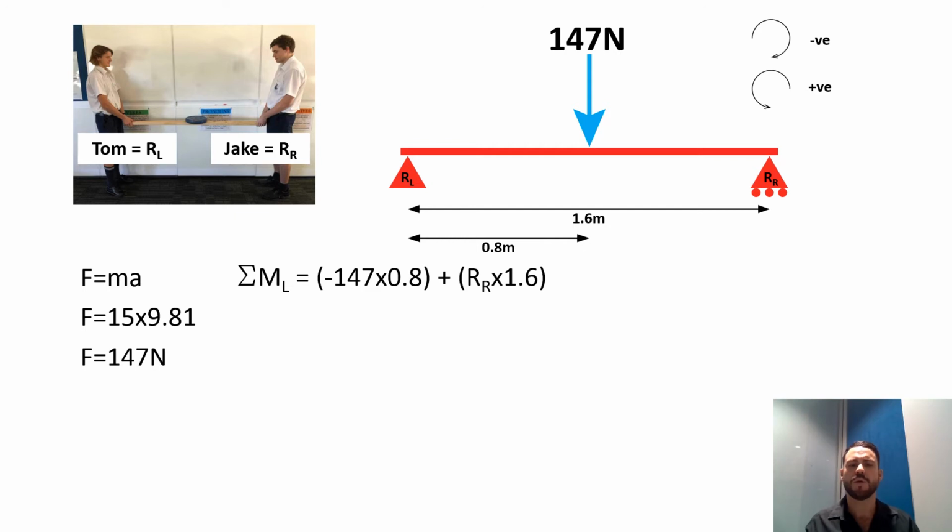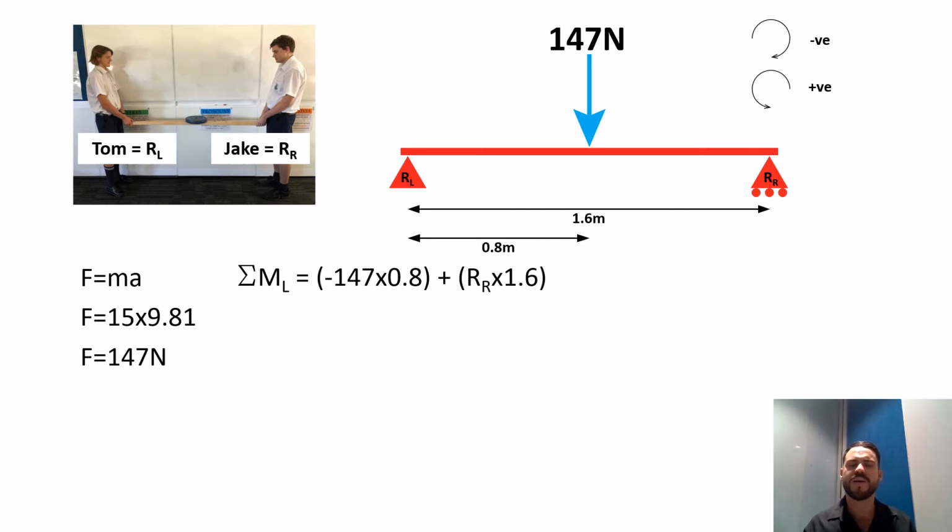Okay, so you should be able to have a think about this. We've got a load pushing down 147 in the middle, and then at the right-hand side, because we've got a reaction force, we're going to say that it's a positive reaction pushing up into the system in the opposite direction. And that's then multiplied by the total distance of the system, 1.6 meters.